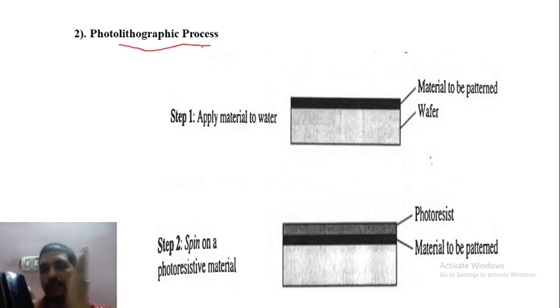Then we grow the complete layer of the material which we want to deposit. Let us say this is our photoresist, we grow it first. Then over this we grow the material which we want to deposit. Let me first show you the slide, then I will discuss it again here. First of all, we apply the material onto the surface of the wafer which we want to deposit. Then the material to be patterned is deposited first, and over its surface a photoresist is developed onto the entire wafer.